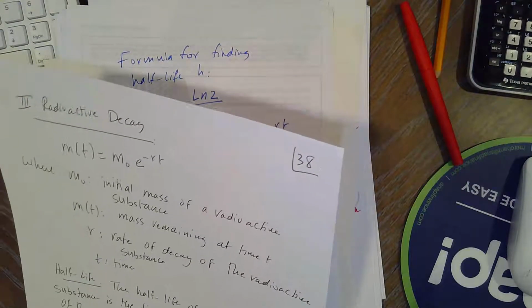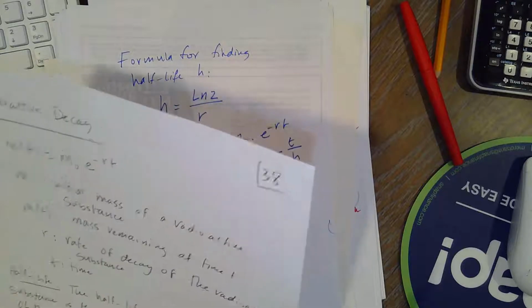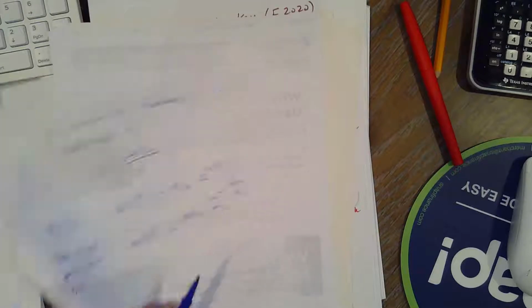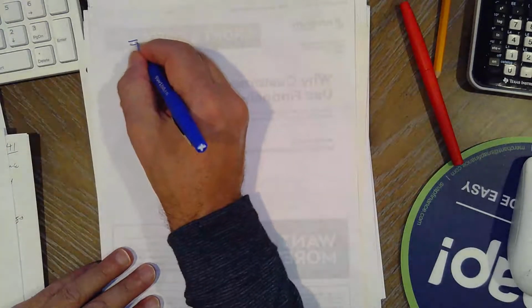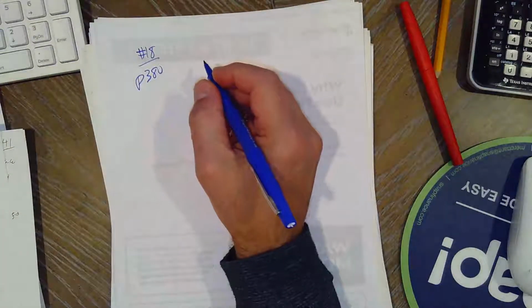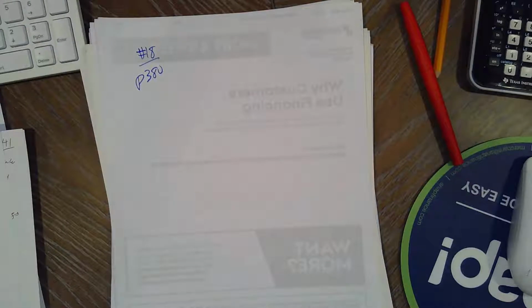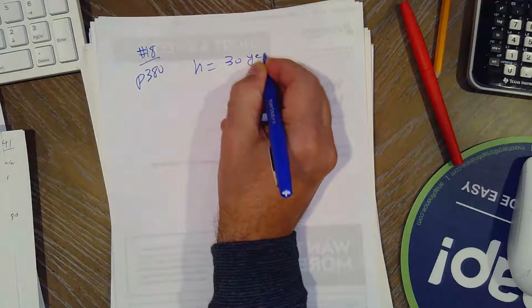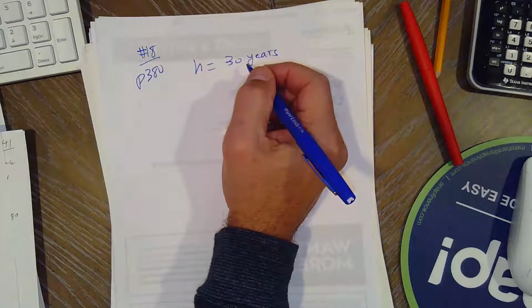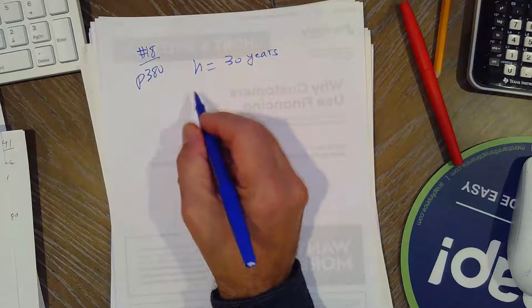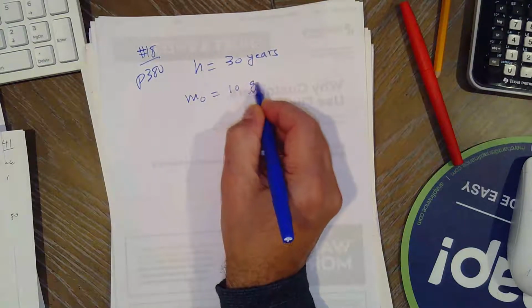So number 18, page 380. Let's look at 18, page 380. The half-life of cesium-137 is 30 years. So every 30 years, half of the initial amount decays, half remains. Suppose we have a 10-gram sample. So if we're using m of t, m sub 0 is 10 grams, the initial amount.